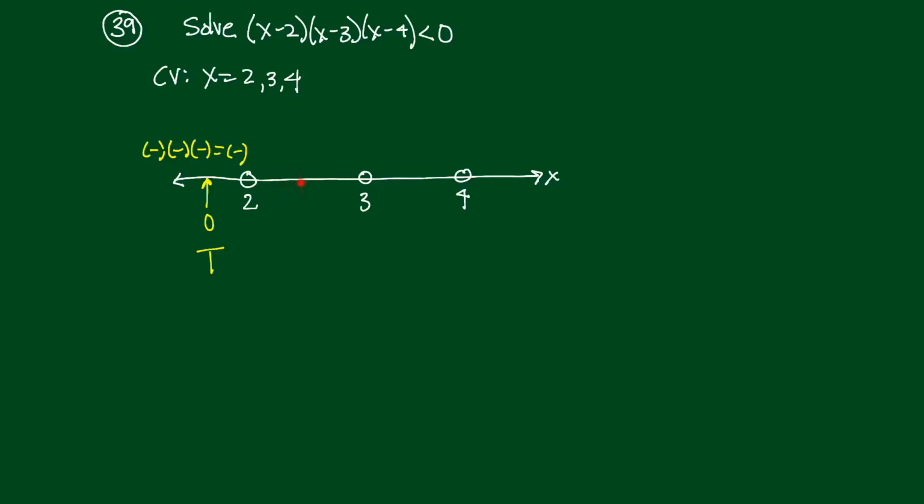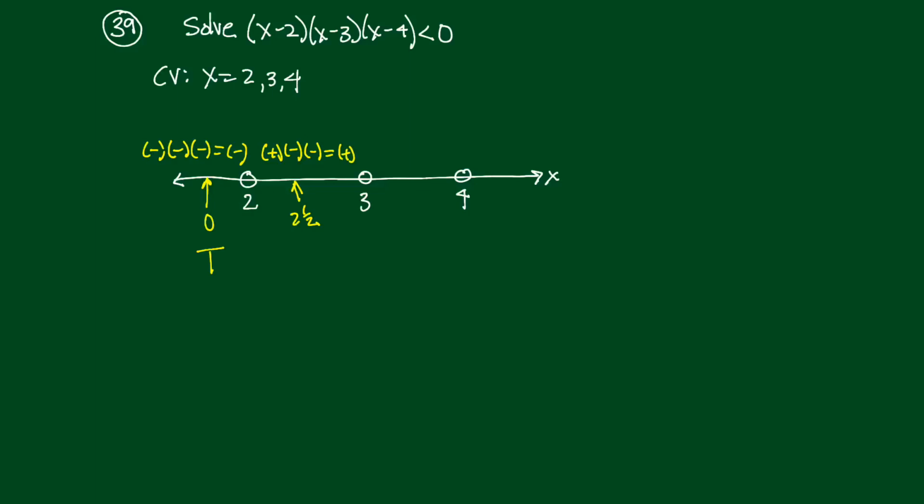Pick any number in here. We're going to get a fraction, but it doesn't matter. We're not actually computing. So what would happen if you pick, say, 2.5? You're going to put that 2.5 back into each one of these factors. What do you get here? Just look at the sign. 2.5 minus 2, that's positive. Put the 2.5 in here. 2.5 minus 3, that's going to be negative. And then 2.5 minus 4, well that's negative. And what do you get if you multiply positive times negative times negative? That's positive.